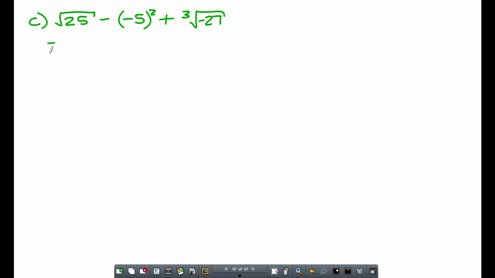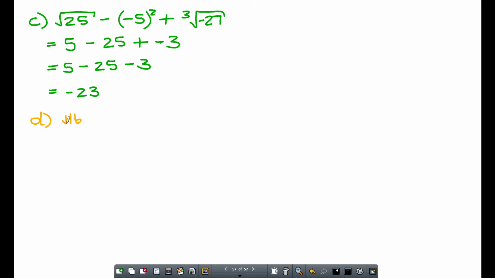Okay, so square root of 25 will be 5. Then minus 5 squared will be positive 25. But because of that negative in front, it stays a negative, no? Okay, then plus, and then cube root of negative 27 will be negative 3. But those last two will then change to being negative 3. Do you guys all understand that? Okay, so 5 minus 25 gives me minus 20, minus 3, so minus 23. Any questions there? Okay, D.